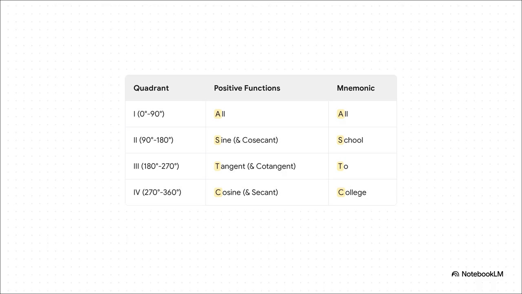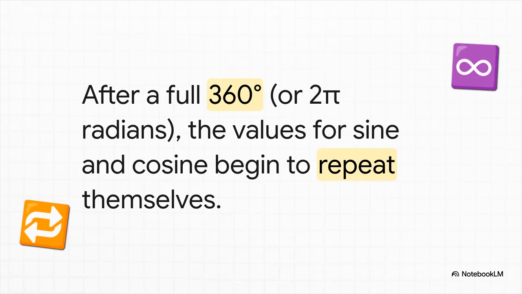You might have heard a little memory trick for this in school. All School To College, or ASTC. In the first quadrant from 0 to 90 degrees, all the functions are positive. Makes sense, x and y are both positive there. In the second quadrant, only sine is positive, because y is positive but x is negative. In the third, only tangent, and in the fourth, only cosine. It's not a rule to memorize, it comes directly from the signs of the x and y coordinates on the unit circle. And all of this leads to the super powerful property called periodicity.